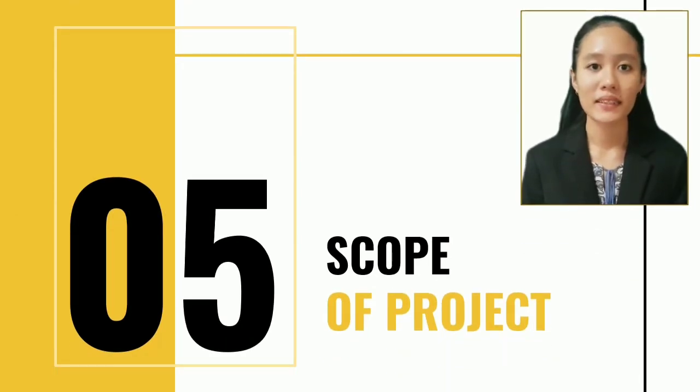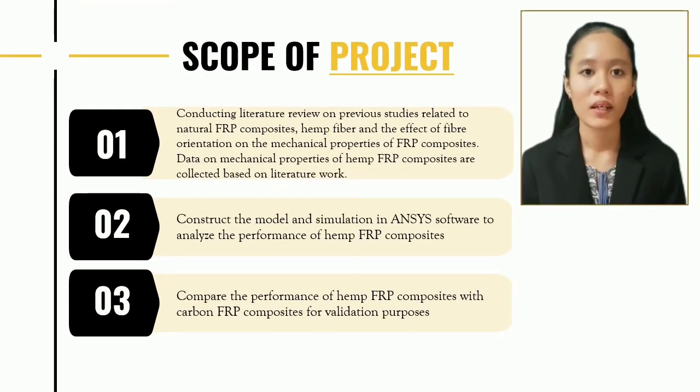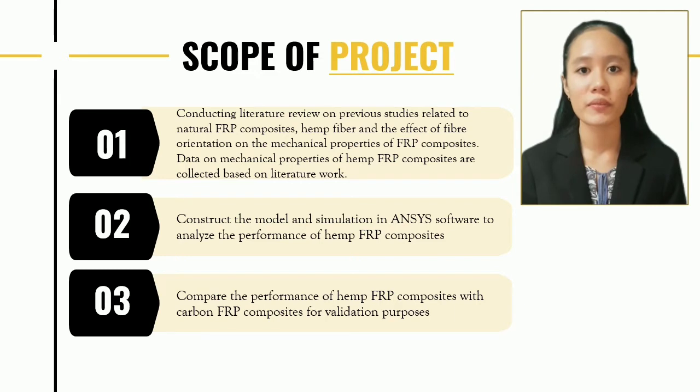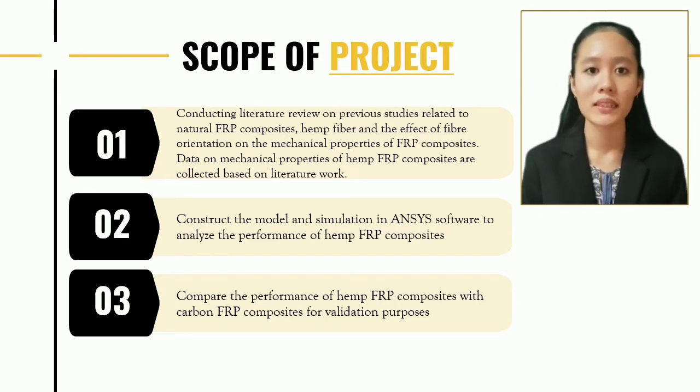The fifth section is the scope of this project. The scope of this project is conducting a literature review on previous studies related to natural FRP composites, hemp fiber, and the effect of fiber orientation on the mechanical properties of FRP composites. Data on mechanical properties of Hemp FRP composites are collected based on literature work.